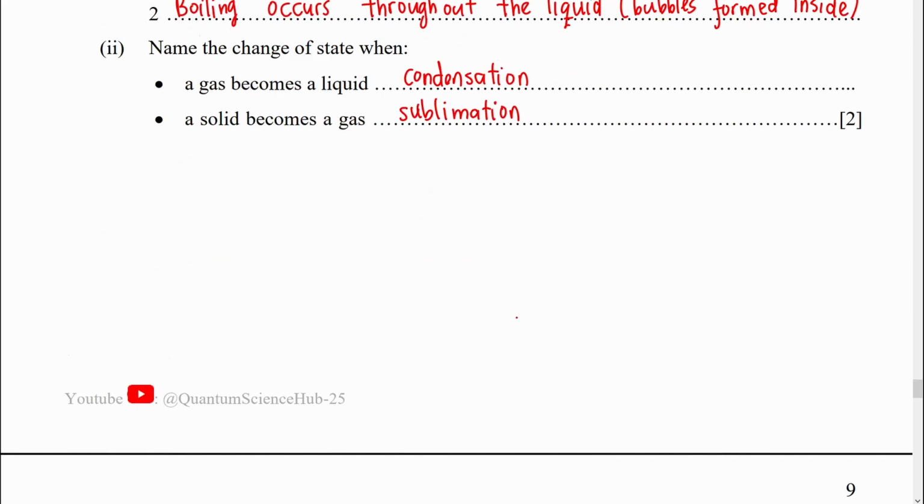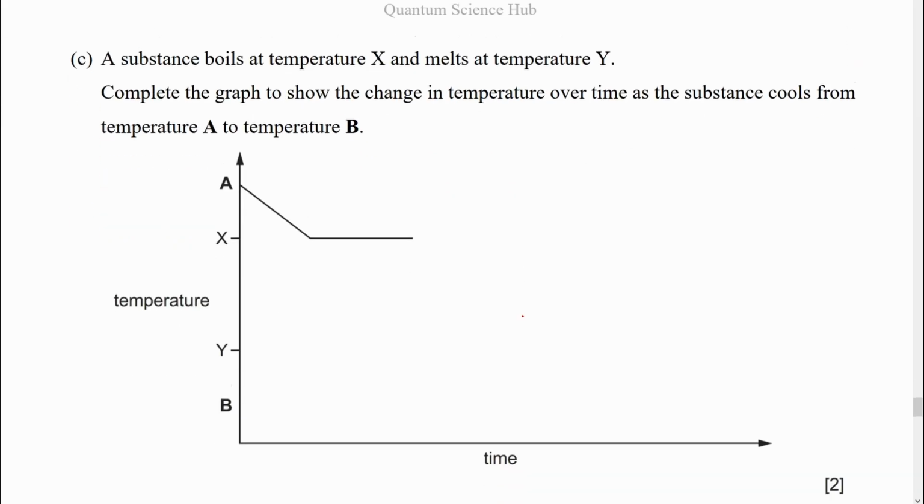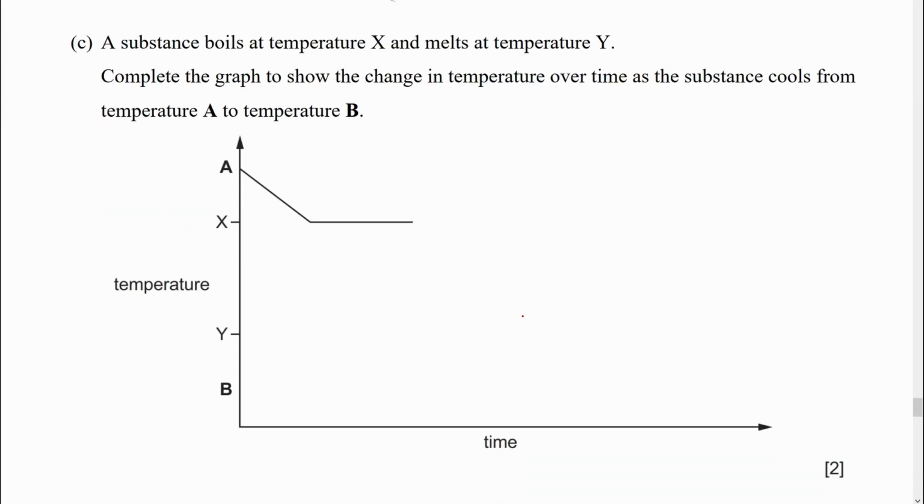Alright, next question. A substance boils at temperature X and melts at temperature Y. Complete the graph to show the change in temperature over time as the substance cools from temperature A to B. Okay, so it's from A to B. So it said it is cooling down, right? So it's going to go to Y, right? So Y is in here and it's going to be here and then go to point B, which is here.